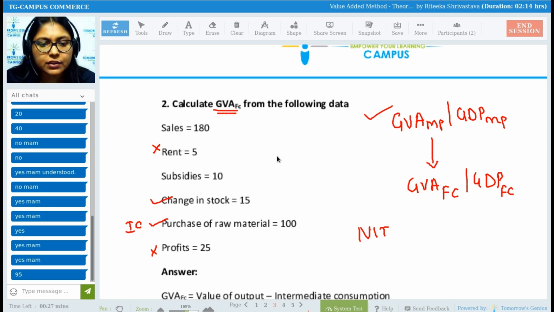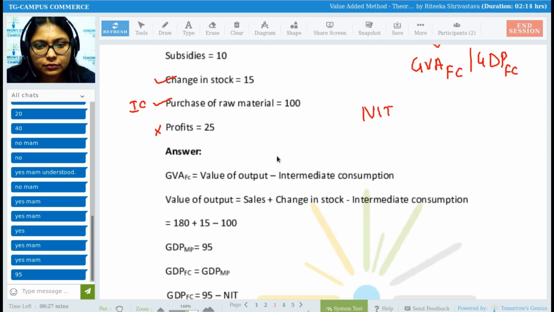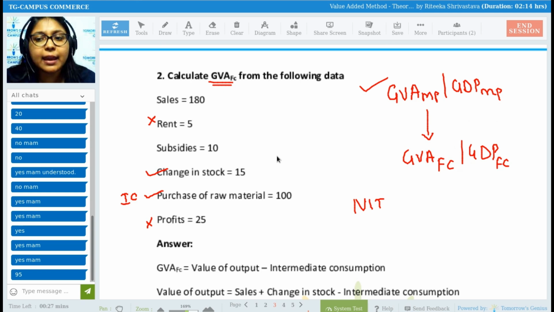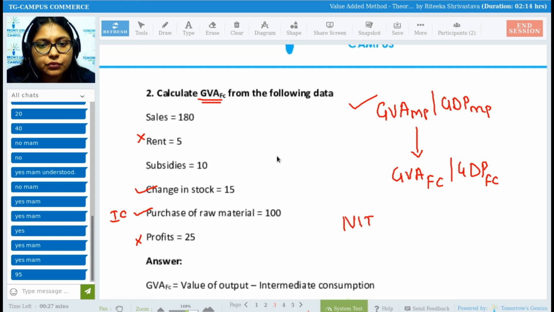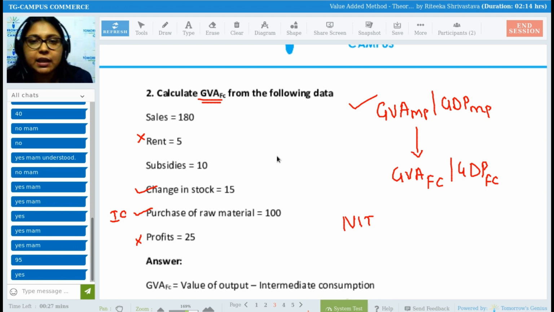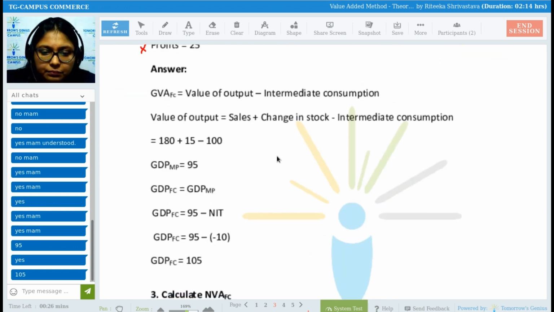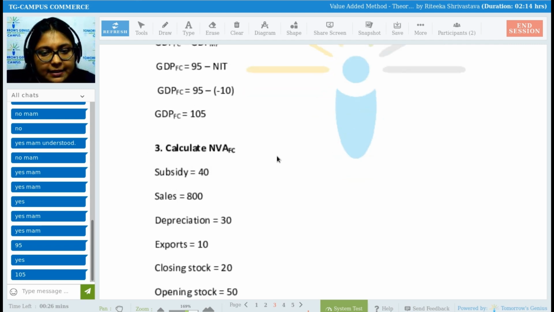95. Let us check the answer. GVAMP you got as 95, right? Now you have to find GVAFC. So from GVAMP you have to go to GVAFC. Now find out the value of GVAFC. 105. Very good. Perfect. Very nice.